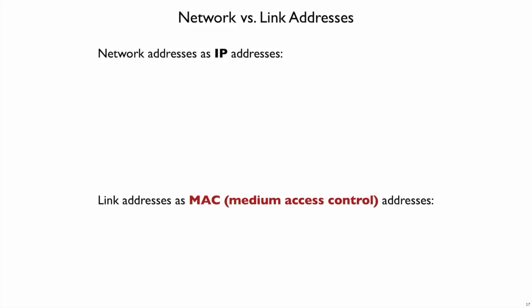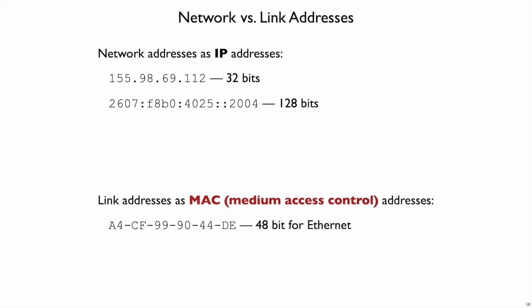At the network layer, we identify nodes by an IP address. At the link layer, we identify nodes by a MAC address. MAC stands for Medium Access Control. An IP address is, of course, either 32 bits or 128 bits, depending on whether you're using IPv4 or v6. A MAC address in Ethernet is 48 bits, which we will normally write as six 8-bit numbers, written in hexadecimal, separated by dashes, or sometimes you see them by colons. I'll use dashes just to distinguish them from IPv6 addresses.